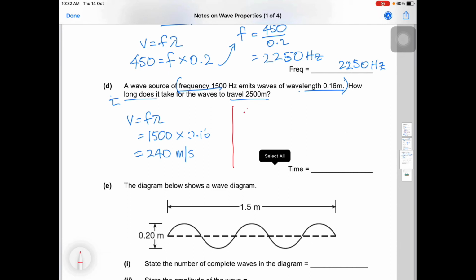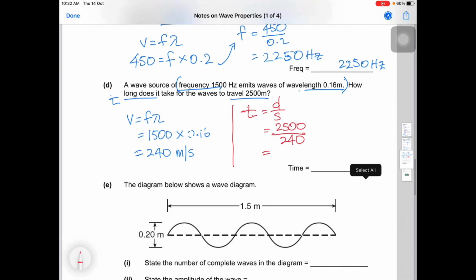The time taken is distance over speed. The distance is 2500. The speed of the wave is 240. Let's press the calculator, and I will get an answer of 10.4 seconds. We're talking about time here.